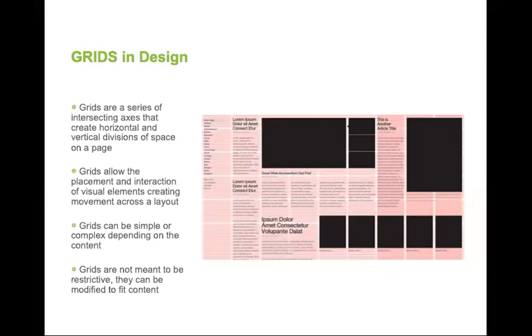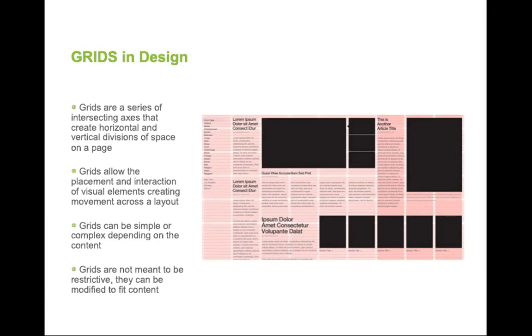So grids and design, we talked about this. Grids are a series of intersecting axes that create horizontal and vertical divisions of space on a page. You can see here in this example, a larger grid being laid out. Grids allow the placement and interaction of visual elements, creating movement across a layout, a movement and a flow of where your eye should go. So it's like a hierarchical pattern of sorts. Grids can be simple or complex depending on the content.